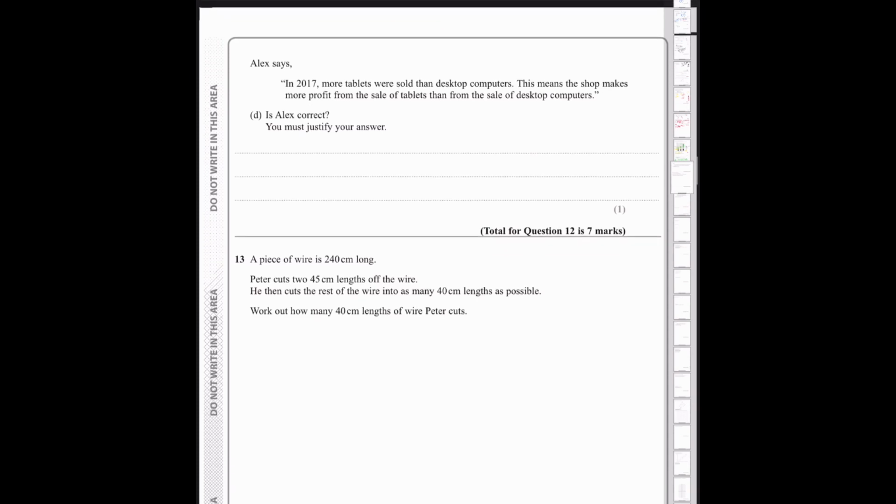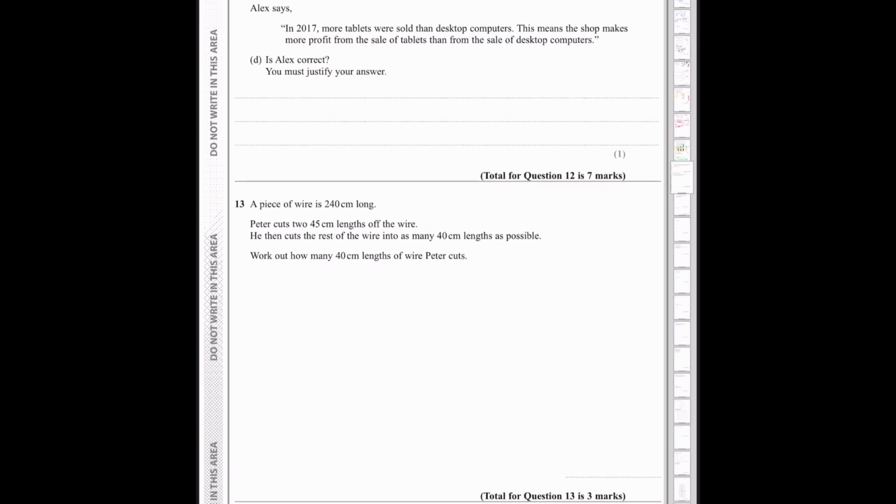So question D then. It says that in 2017, Alex says more tablets were sold than desktop computers. This means the shop makes more profit from the sale of tablets than from the sale of desktop computers. Is Alex correct? You must justify your answer. Well, first of all, no, it is not correct, and that's because we are not given any information about profit.